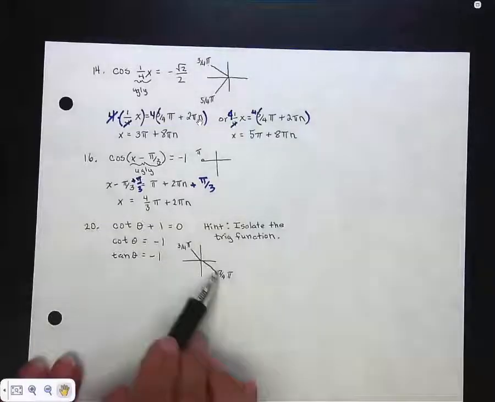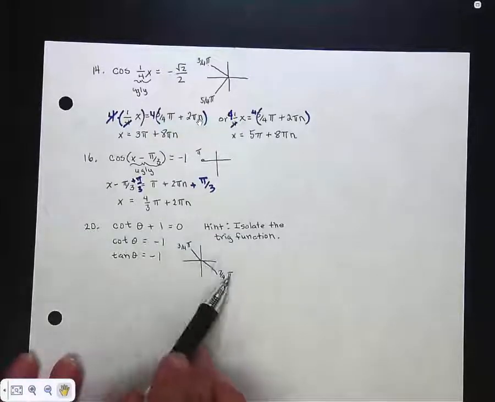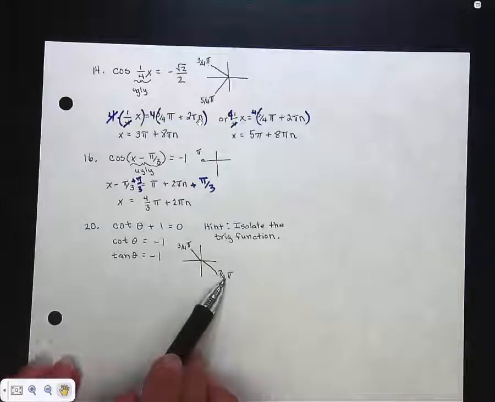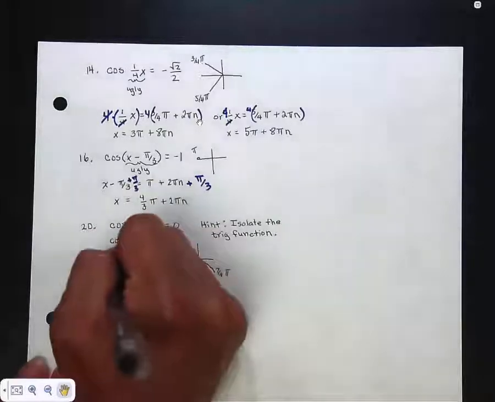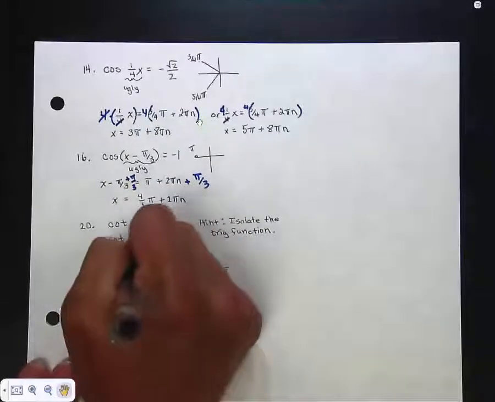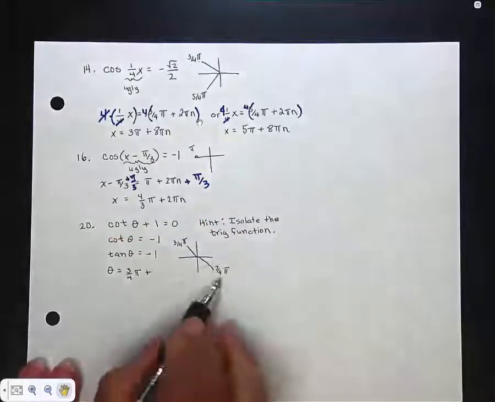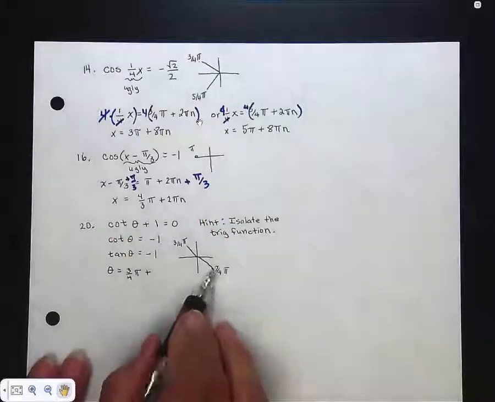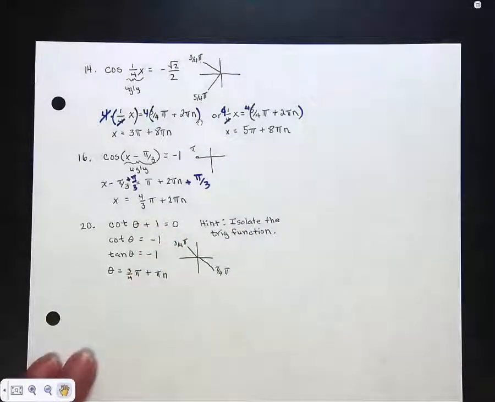So I could list those solutions separately. I could say 3/4 pi and all of its coterminal angles, and then 7/4 pi and all of its coterminal angles. But remember, the period of tangent is pi, 180 degrees. So I can write this solution just as 3/4 pi plus all multiples of 180 degrees, or all multiples of pi radians.